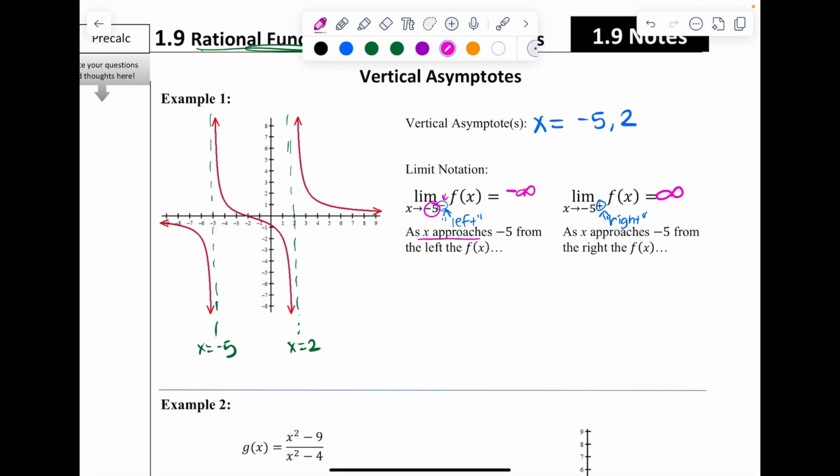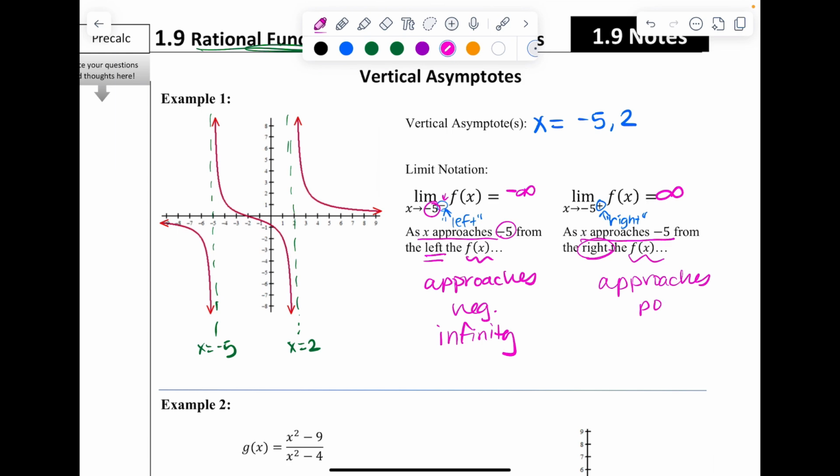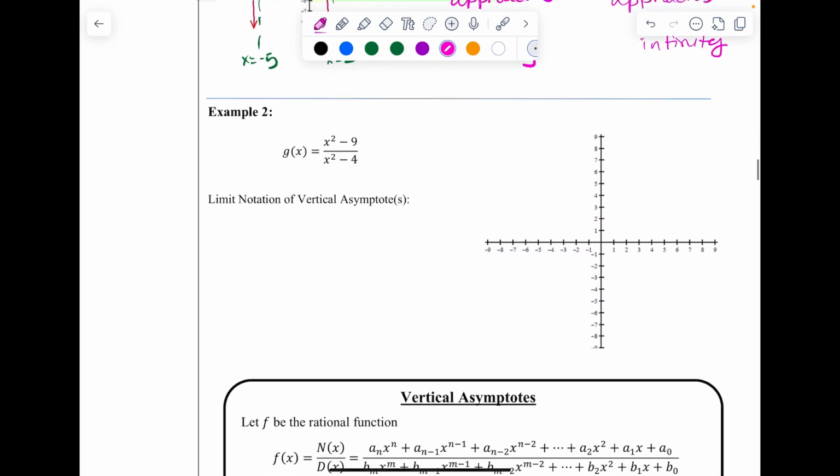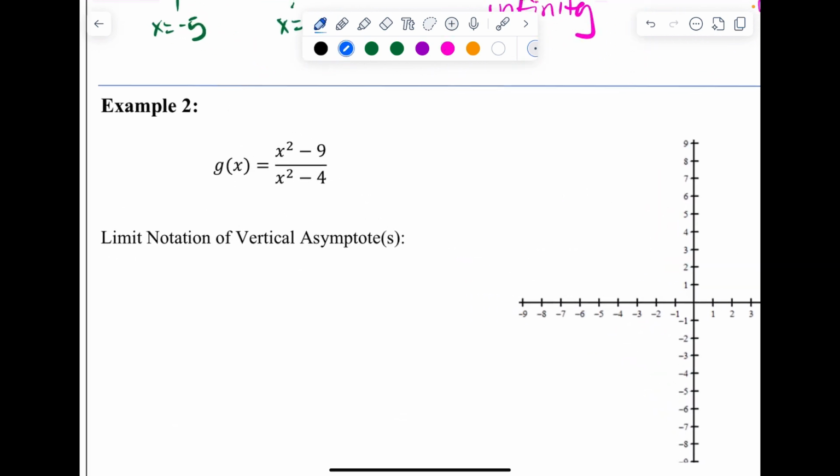So in words, as x approaches -5 from the left, f of x approaches -infinity. Also, as x approaches -5 from the right, this notation here, f of x approaches +infinity. Okay, so we're looking on either side of the vertical asymptote here.